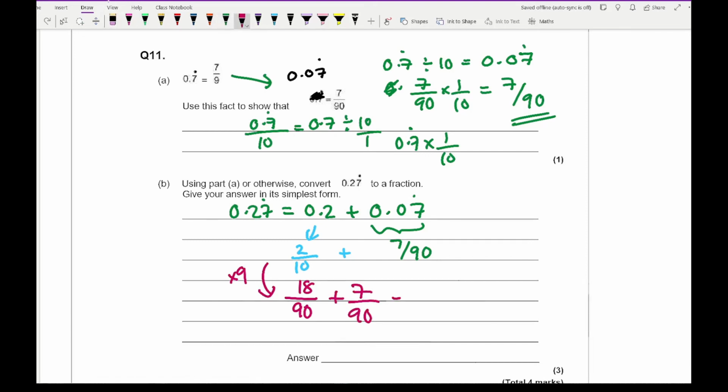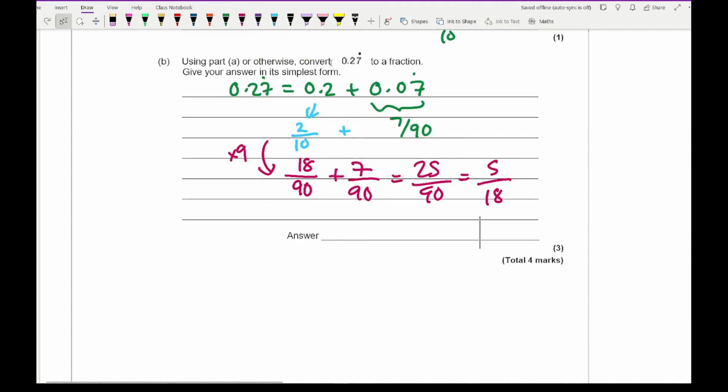And that equals 25 over 90, which I can simplify. So 25 divided by 90 is 5 over 18. And again, if I've got this on a calculator, I can just check to make sure that 5 over 18 does give me that decimal, which it does.